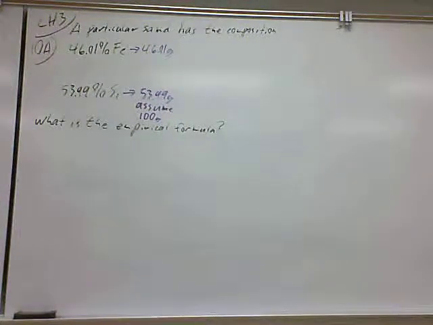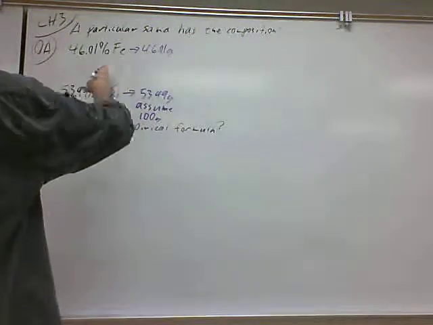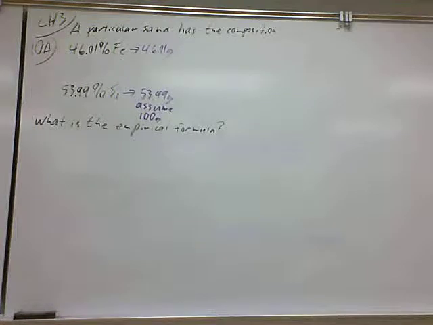Well, the empirical formula is a molar ratio of the elements in the compound. So we need to get moles and find a whole number ratio of the moles. So we're trying to convert our percents into moles first. If we convert our percent into grams, now we can divide by the atomic masses to get the moles of each compound present.